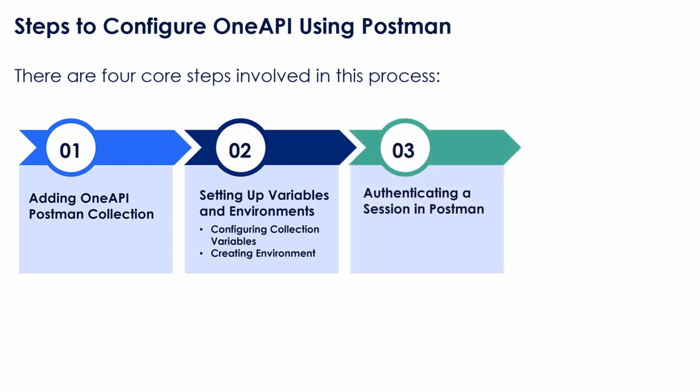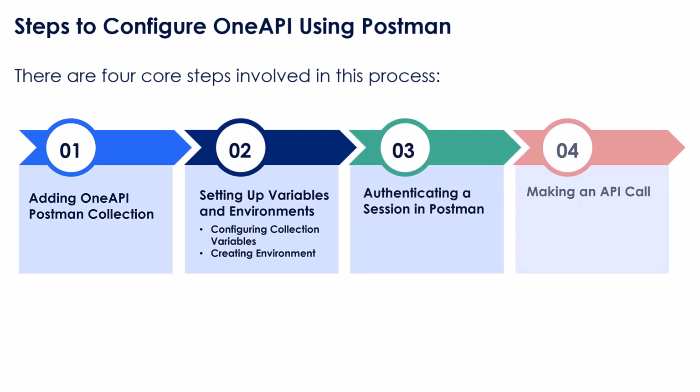In the third step, we will demonstrate how to authenticate a session in Postman using OneAPI for ZIA. Finally, we will show you how to send a request from Postman to the ZIA entity using OneAPI. Upon successful completion of the API call, you should receive a status code of 200, indicating OK. If there are any errors or misconfigurations, you might see different status codes, such as 400 not found or 401 bad request, which we have already discussed in previous set of training.